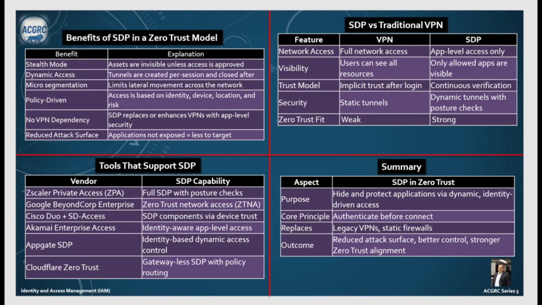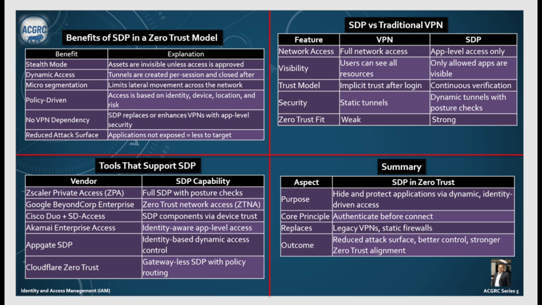Benefits of SDP in the zero trust model. First, assets are invisible unless access is approved. Tunnels are created per session and closed after use. It limits lateral movement across the network. The access is based on identity, device, location, and risk. SDP replaces or enhances VPNs with app level security, and applications are not exposed. In fact, less to target. They reduce the attack surface.